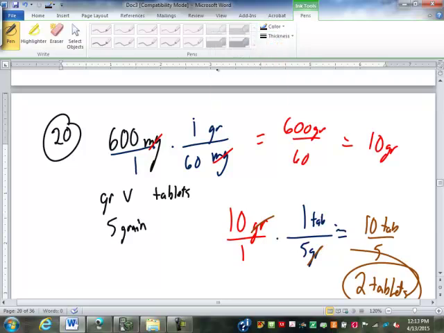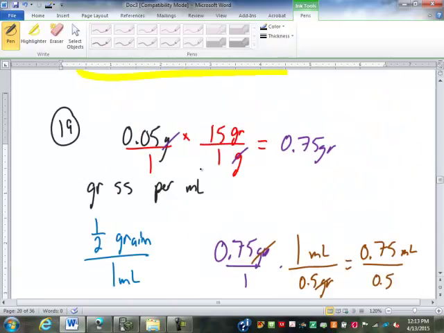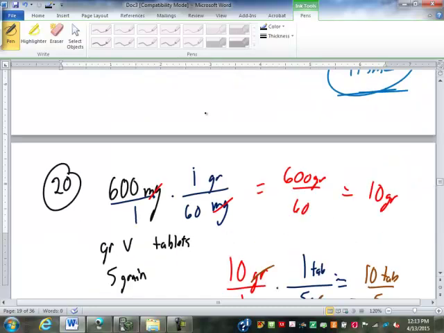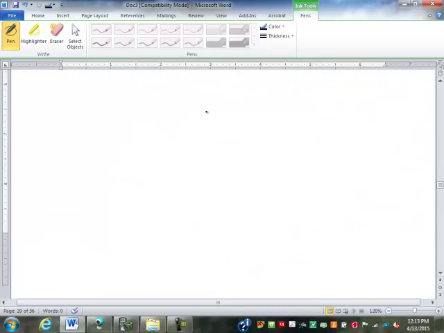This one, again, both 19 and 20 can be altered just slightly depending on whether you go from milligrams to grains or if you go from grams to grains. Because remember, that conversion is slightly off. So there's a little bit of slop if you're off just a touch. Like for number 19, if you converted your 0.05 grams into 50 milligrams, then it actually comes up to like 1.6 instead of 1.5 because of the slop in those conversions there. Any questions on those two, 19 and 20?